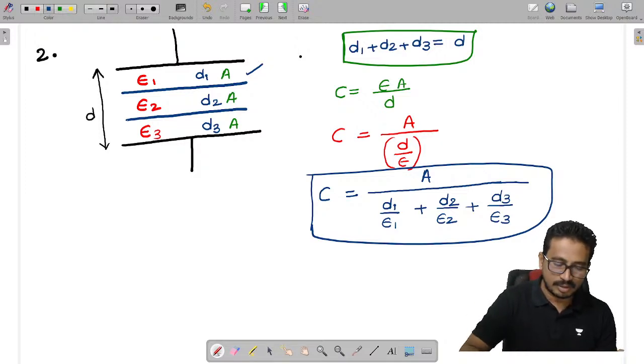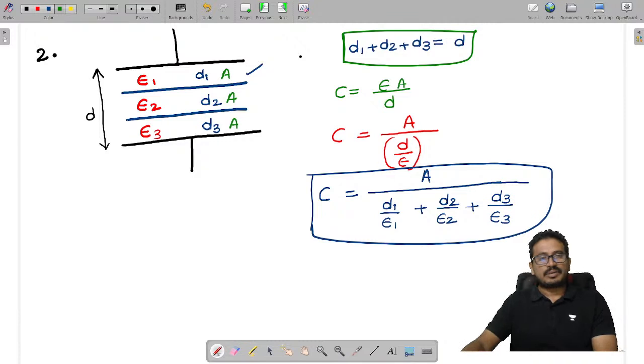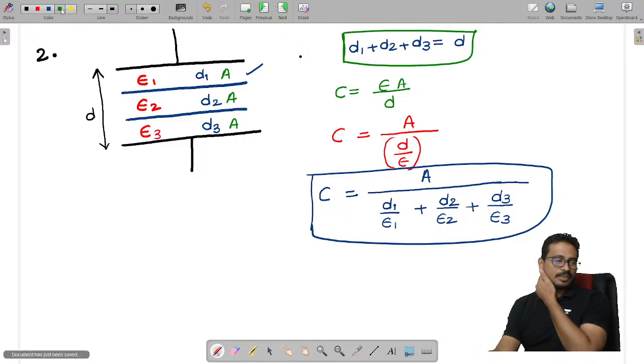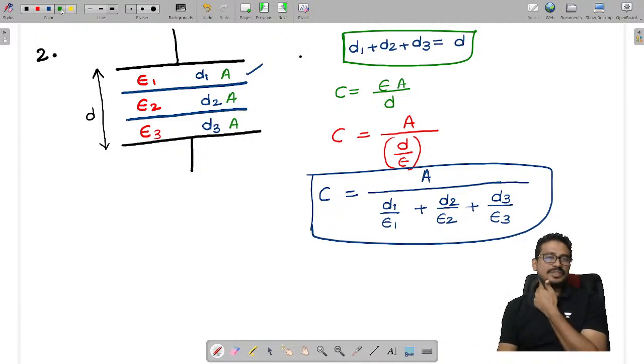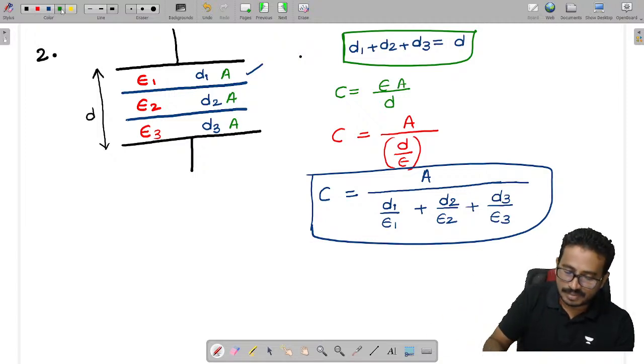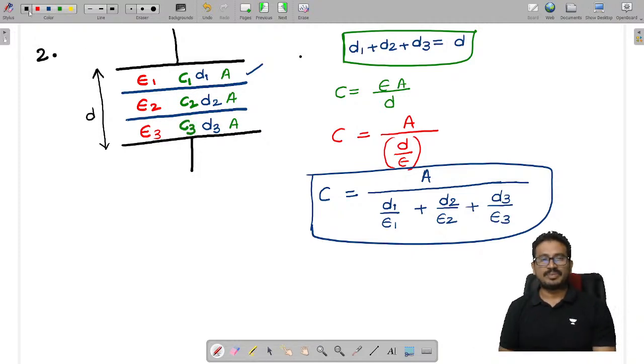Is it done for everyone? Now let me analyze. You tell me how the connection of these capacitors is. This is the C1 capacitor, this is the C2 capacitor, this is the C3 capacitor, right? How have these capacitors been connected, you tell me.